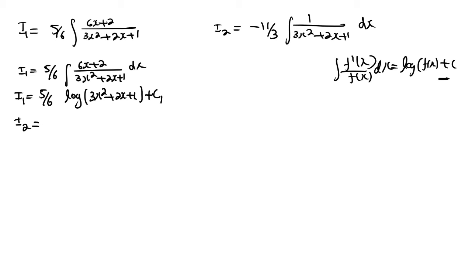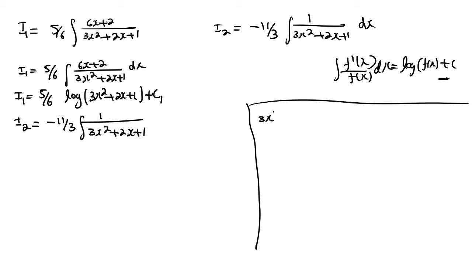Consider I2 is equal to minus 11 by 3 into integration of 1 by 3x square plus 2x plus 1. Okay, so now consider 3x square plus 2x plus 1. What you have to write? You need to write it in the form a square plus 2ab plus c. Then after that you need to write a plus b whole square minus b square plus c form. So 3x square, how to write it as a square? You can write it as root 3x square. Root 3 square is 3, x square is x square.